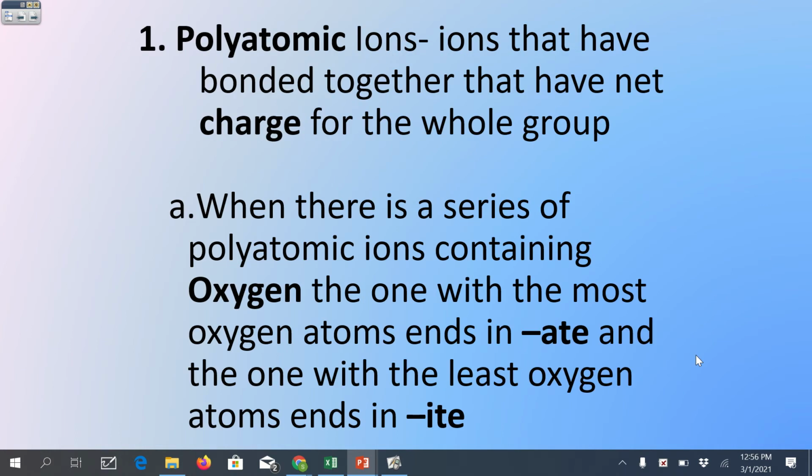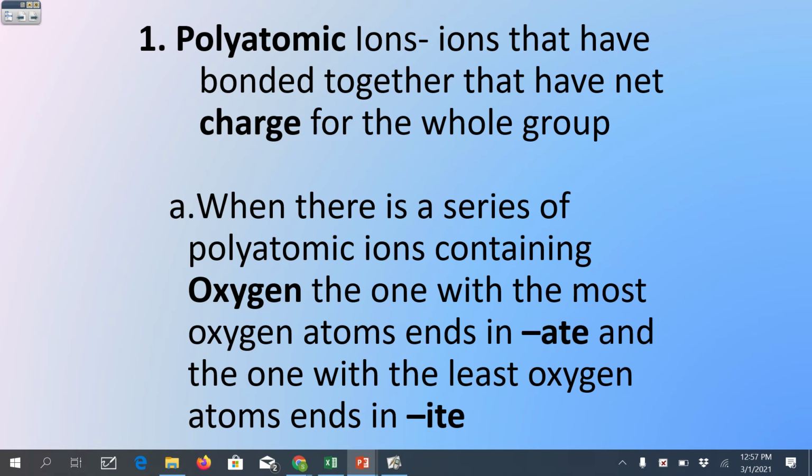So, learning about polyatomic ions today. A polyatomic ion is an ion that has bonded together to have a net charge for the whole group. All right, so again, ions have charge. Typically, there's a series of polyatomic ions. It'll be like a little family, right?